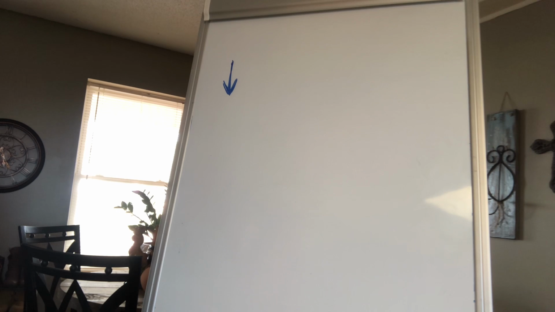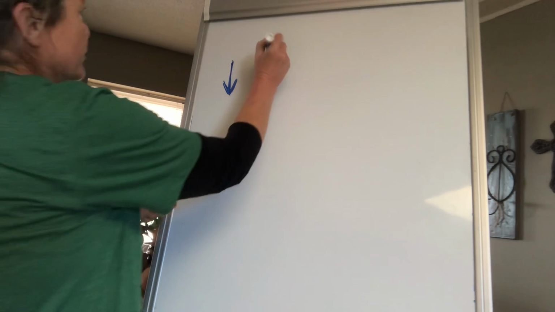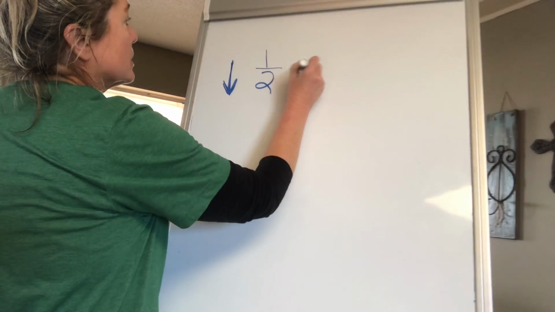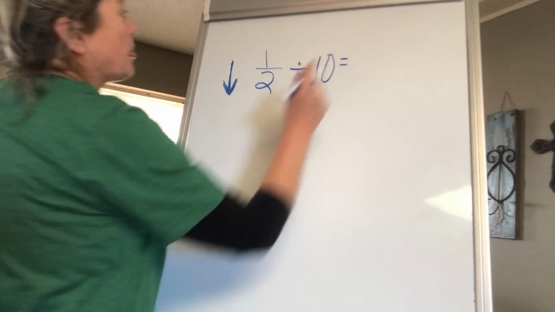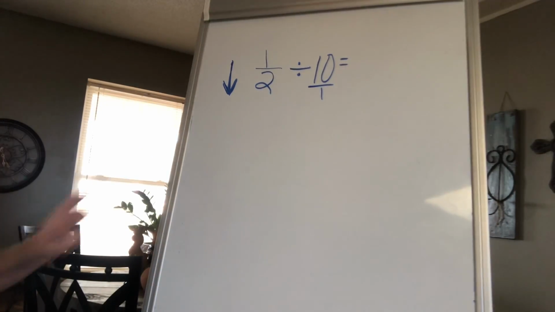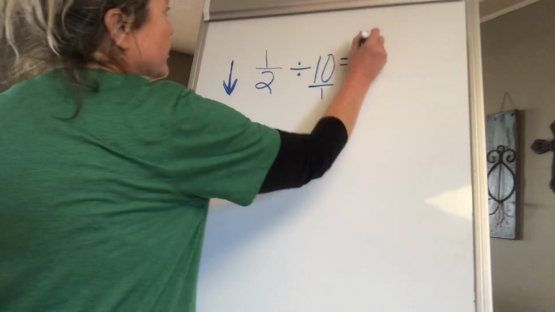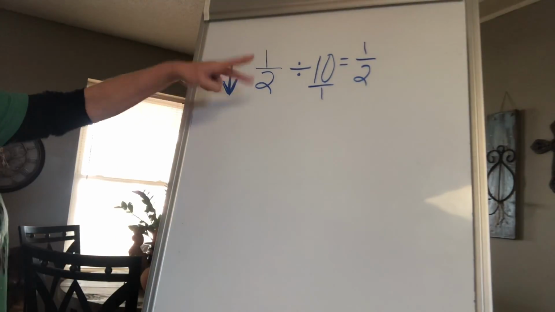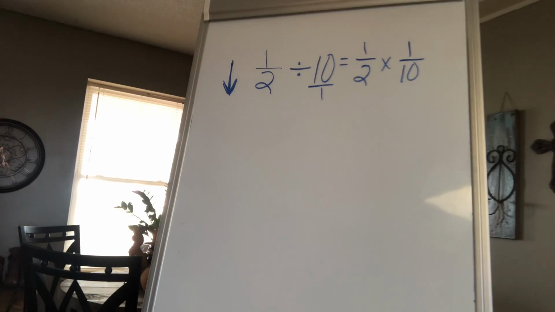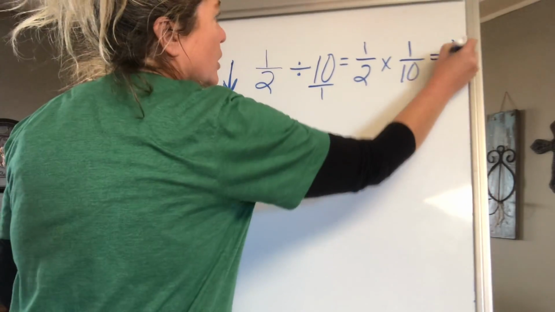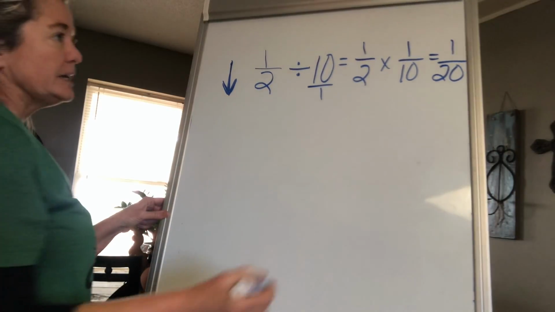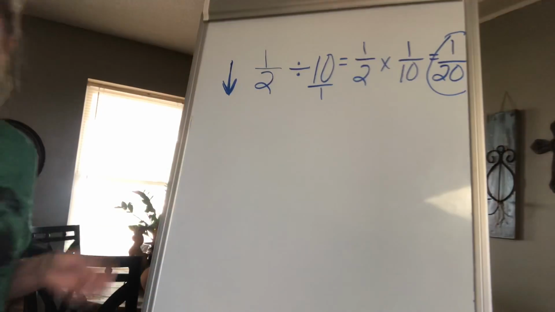So if we think about it, we have 1/2 gallon that we're having to divide between 10 whole groups. So we have 10 over 1. We're dividing fractions. We know we slide the first one on over, we flip or do the reciprocal of the second, and then we multiply. 1 times 1 is 1. 2 times 10 is 20. So each group would get 1/20.